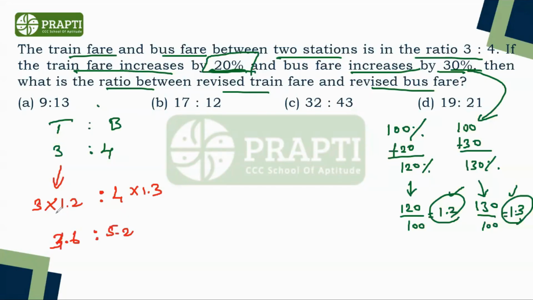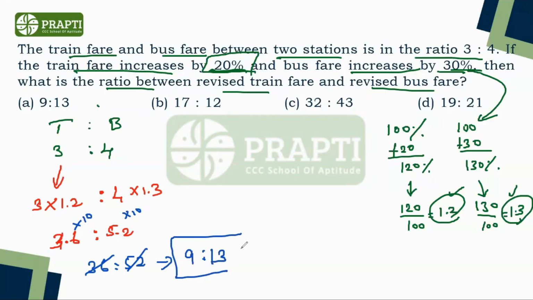So now what you have to do, just multiply it. Both are having decimal point, so into 10, here as well into 10, so that it will become 36 is to 52. If you reduce this, then the answer will be 9 is to 13. So what is the answer? Option A.